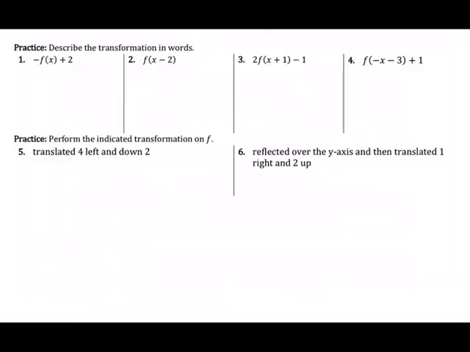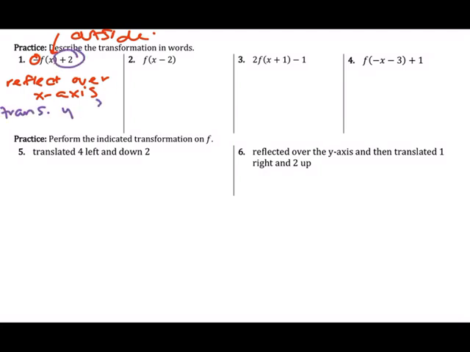All right, for these first 4 examples, we are going to describe in words what is happening to each of these functions f. So for number 1, this negative in front of the function. Notice nothing is happening inside with f of x. Nothing is happening inside, which means these are all outside transformations, which means they're all happening vertically. So this negative sign is a reflection over the x-axis since everything is changing. And this +2 means that it is then translating up 2 units.